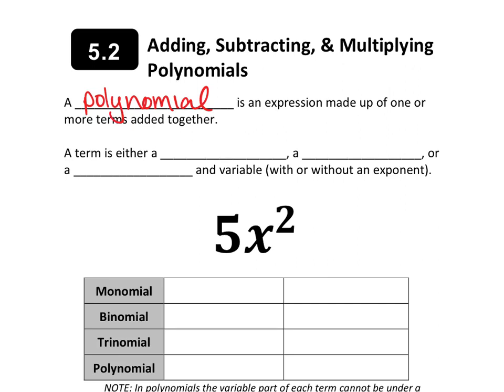The prefix poly means many. Nomial means terms. So we're literally talking about something that has many terms. Well, what is a term?